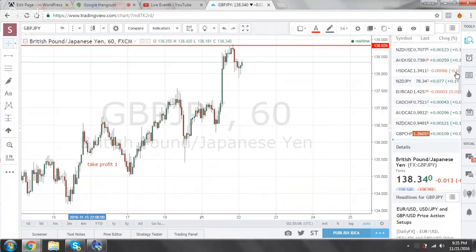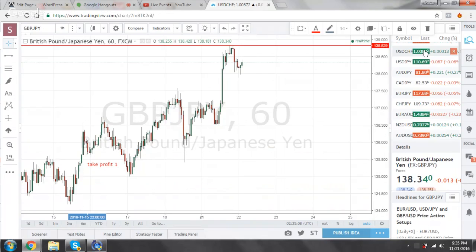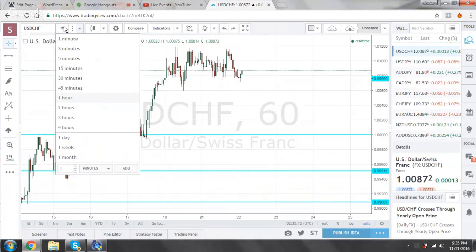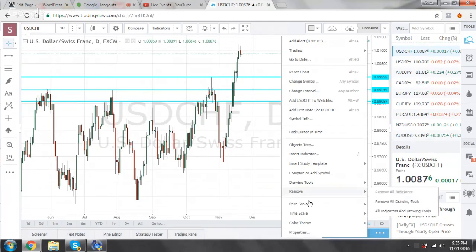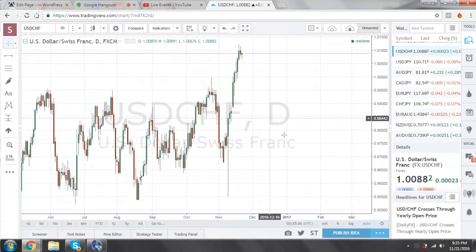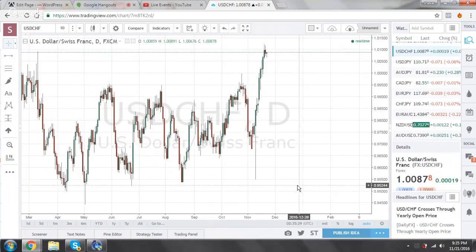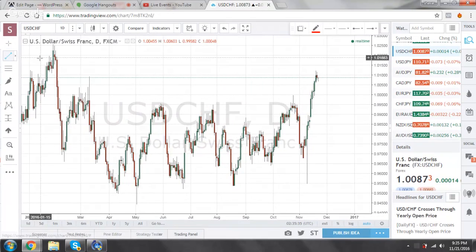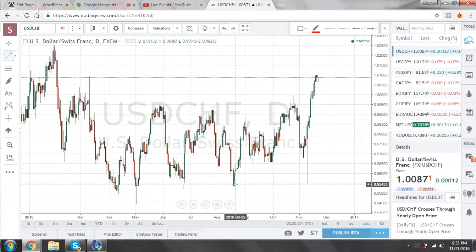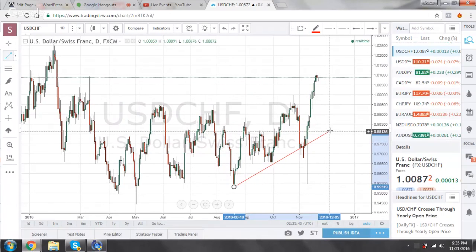I'm also looking at USD/CHF. I had it marked up on my other computer. Hold on a second. Price looks like it's at the top of a channel, and it possibly can come down for a reversal, or at least a retracement.